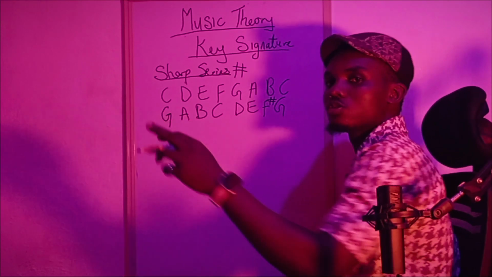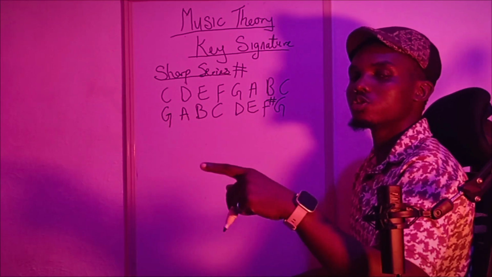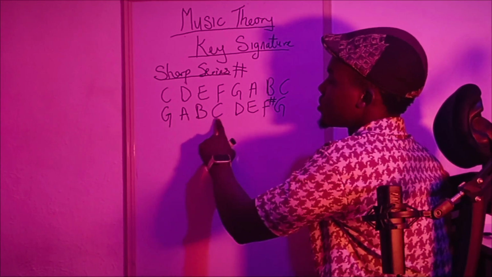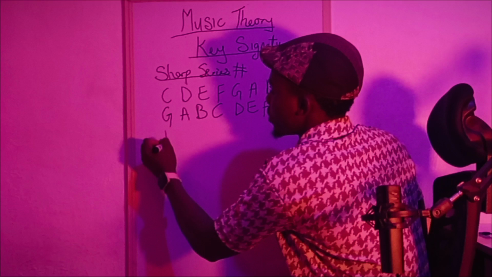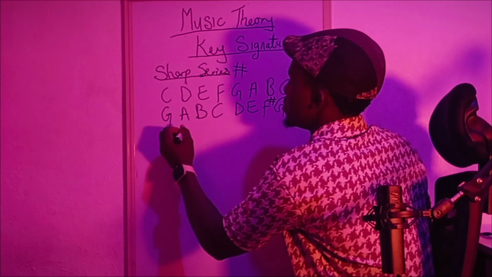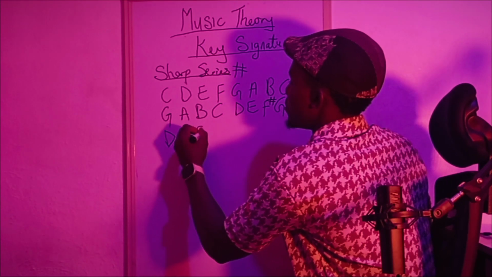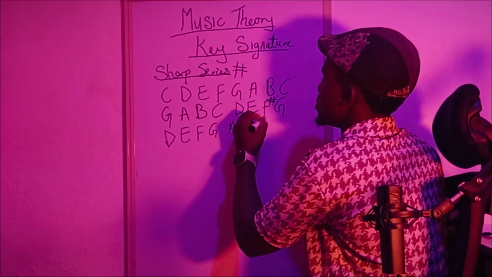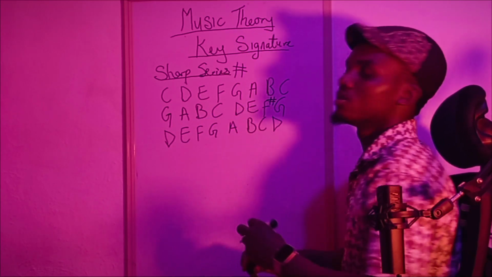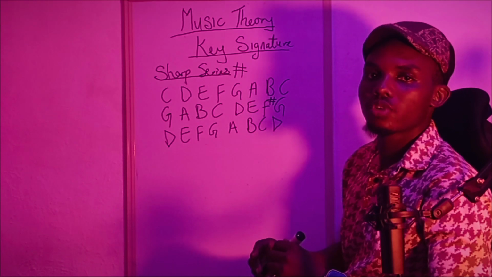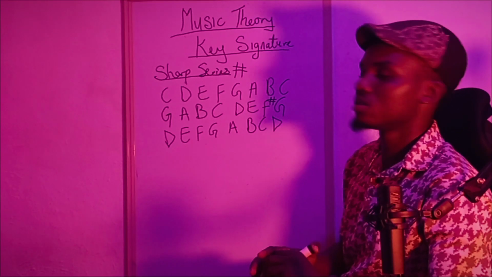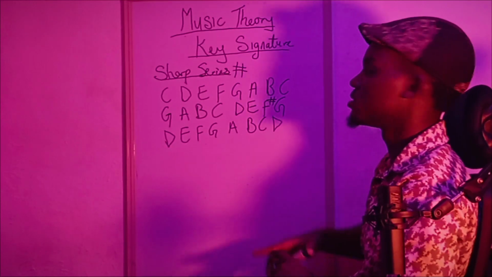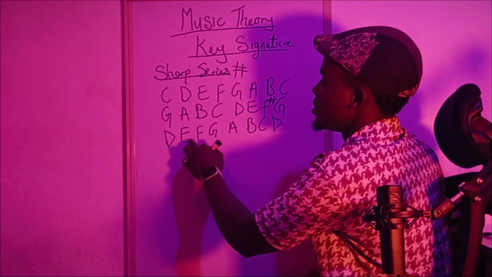Then don't forget we are doing circle of fifths. So the next key will be 1, 2, 3, 4, 5, D. So we have D, E, F, G, A, B, C, D. Don't forget what I told you. Every family needs to be represented. So with the circle of fifth, we have D, E, F.